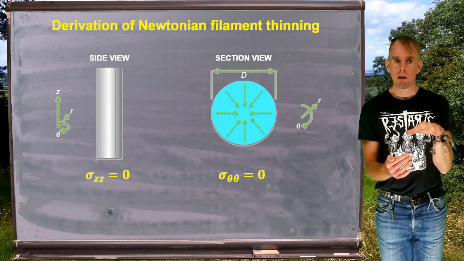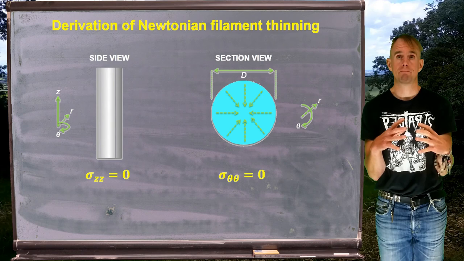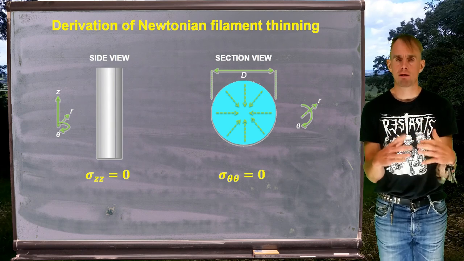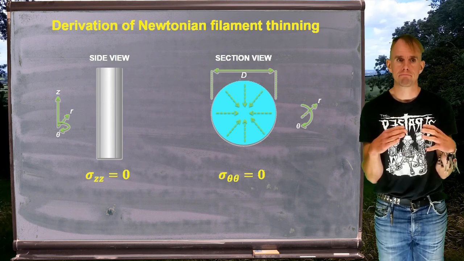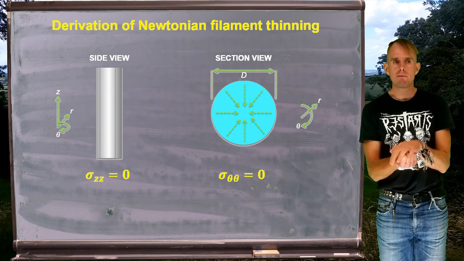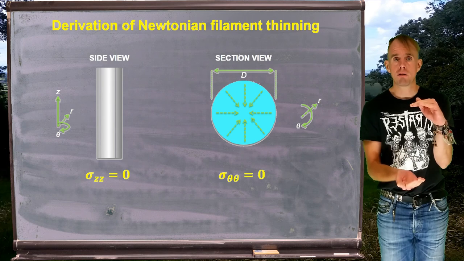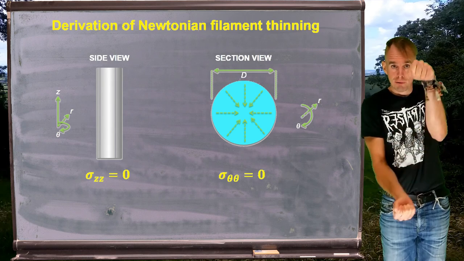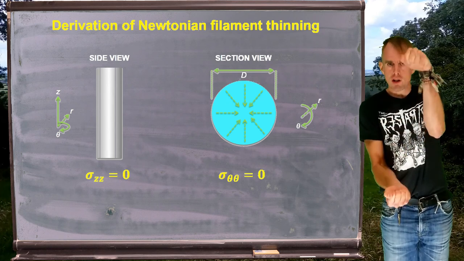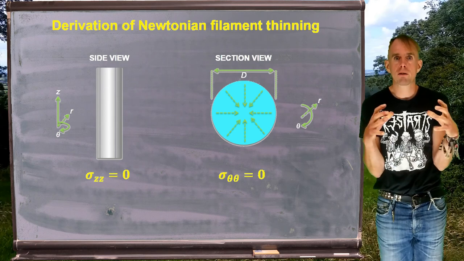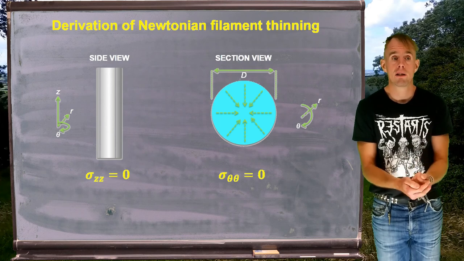In section, what we have is a schematic diagram of what's happening due to surface tension. We need to consider very carefully the stresses in this system, and surface tension is the key source of stress. We're going to assume that in this infinitely long fluid cylinder, all the axial stresses, sigma zz, have decayed to zero. You could imagine as you stretch that fluid filament, you are indeed going to have axial stress, but once you stop stretching the fluid filament and let it thin under surface tension alone, those axial stresses are assumed to have decayed to zero for our Newtonian case.